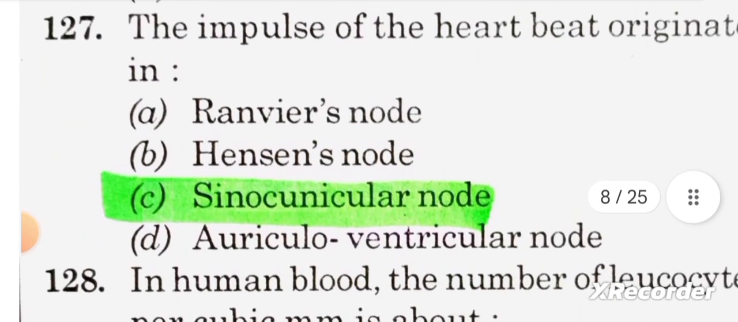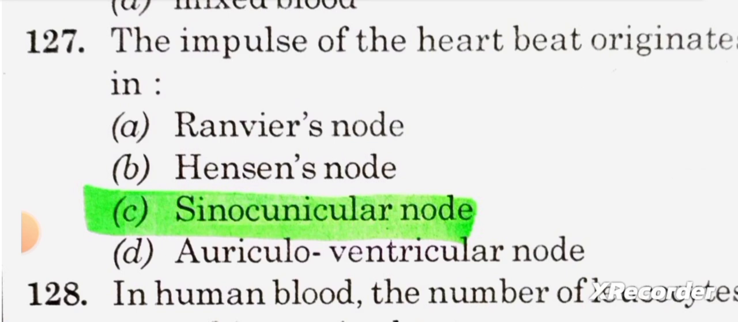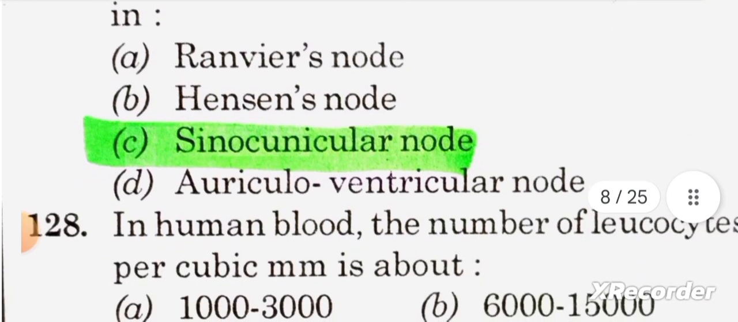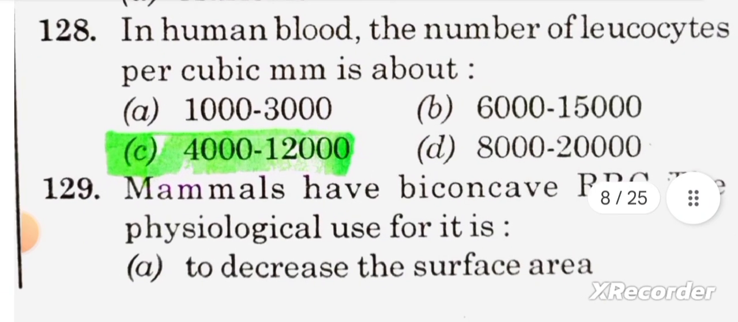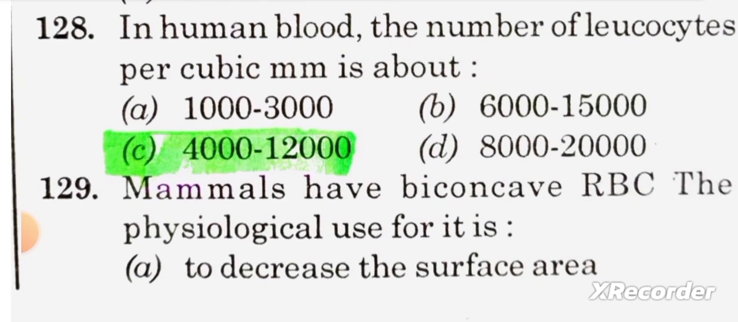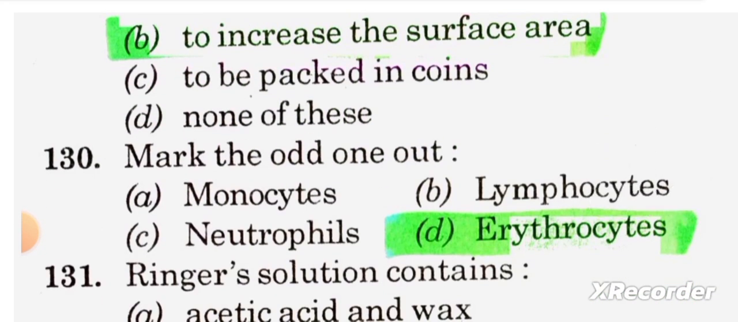Next, 127. The impulse of the heartbeat originates in answer C, sinoatrial node. Okay. Next, 128. In human blood, the number of leukocytes per cubic mm is about answer C, 4000 to 12,000. Next, 129. Mammals have biconcave RBC. The physiological use for it is answer B, to increase the surface area.